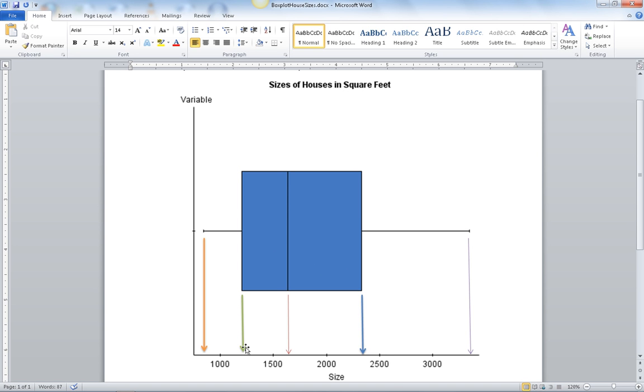Now the middle of the box is labeled by the line dividing it into a left side and a right side, and this line is located at the median value for your data set. So this might be at 1,600 square feet. And what that does is says about half or 50% of the house sizes are less than that 1,600, while about half are above that size.